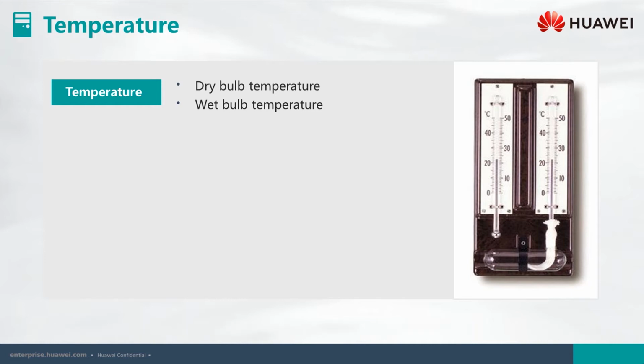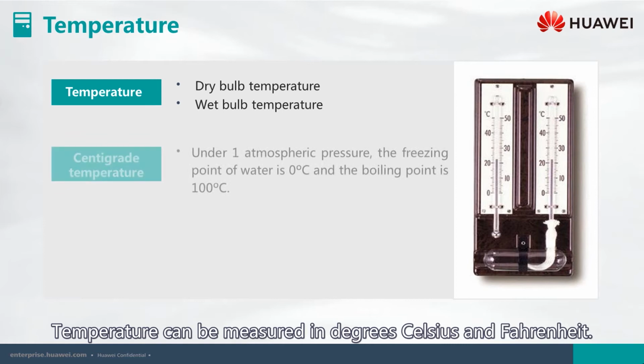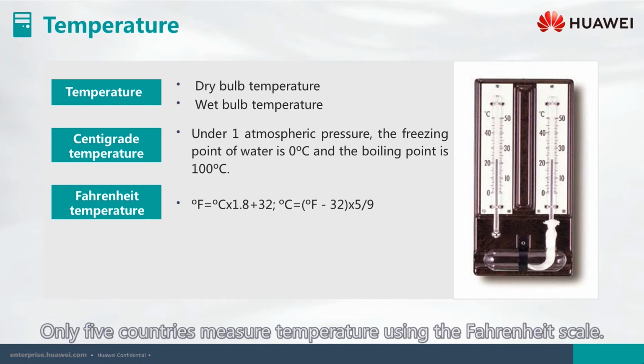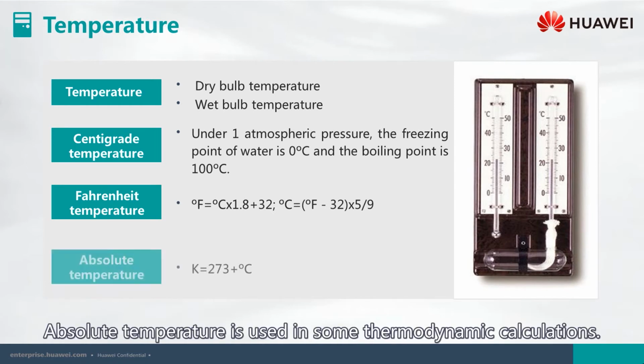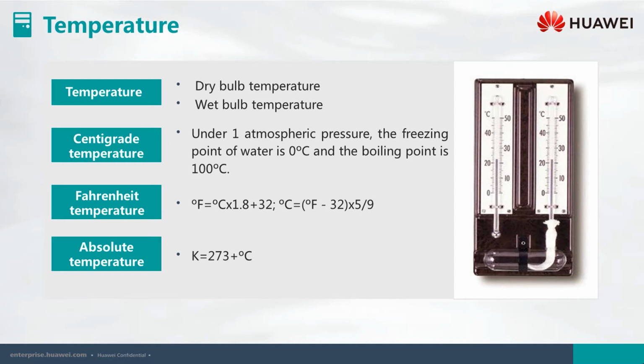bulb temperature. Temperature can be measured in degrees Celsius and Fahrenheit. In China, we use degrees Celsius. Only 5 countries measure temperature using the Fahrenheit scale. Absolute temperature is used in some thermodynamic calculations. We just need to be aware of that.